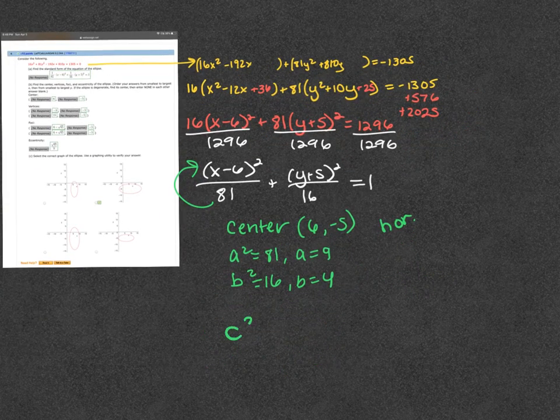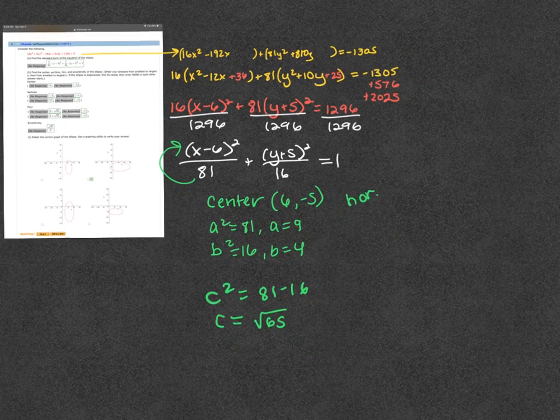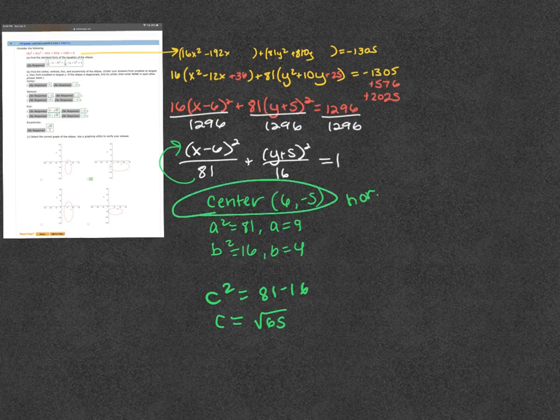And then the last thing you have to find, C squared equals 81 minus 16, to get the C, which is square root 65. So I would have gone from my center, right and left 9, up and down 4, and then right and left root 65. So that should answer the rest of those spots.